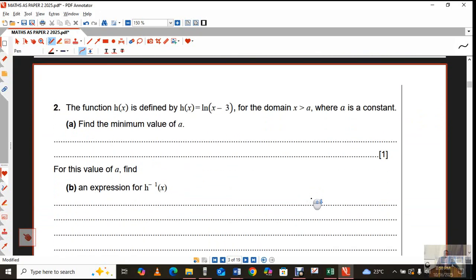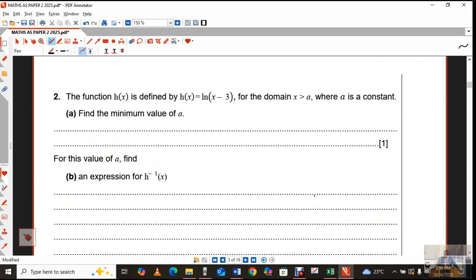All right, let's look at the second question. The question deals with the function h, and it's defined as h of x is equal to the natural log of the quantity x minus 3, and the domain is x greater than a, where a is a constant. Now, you know from laws of logs that this value over here should be greater than 0. And that gives you that x will be greater than 3. Therefore, a is equal to 3. That is what you are required to do.